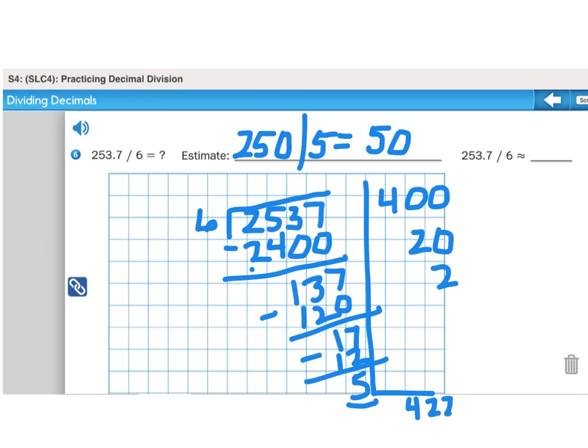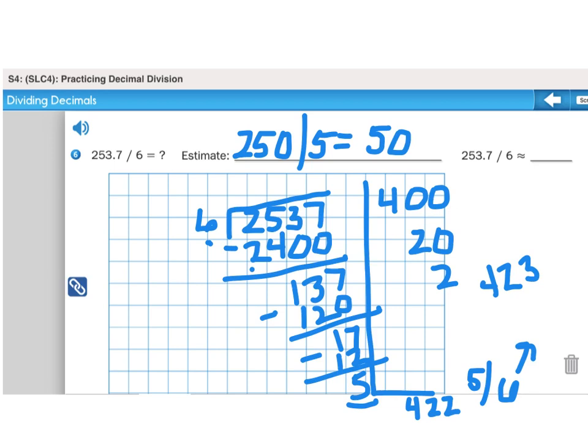So if we make that into a fraction, that's going to be 5/6, because our divisor up here was 6. 5/6 is much closer to 1 than it is to 0, so I'm going to round this up to 423. See, my answer is about 423.